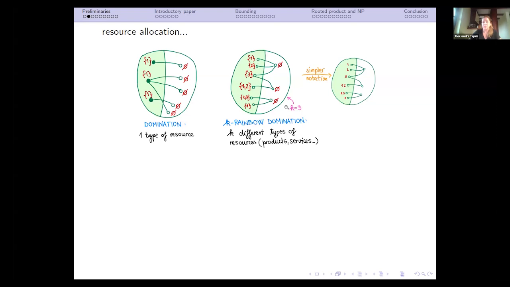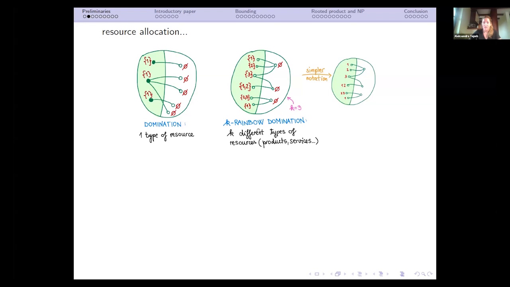So for instance, in this sketch, we set k to be 3, and I see that this vertex that does not have any product, service, or whatever it is, sees all 3 so-called colors in the neighborhood. Also this one, it sees 3 here, and it sees 1 and 2 in the same vertex. We can put many products or services in the same vertex. And from now on, because of simpler notation, I will just write these numbers of elements. I will not write the whole set.